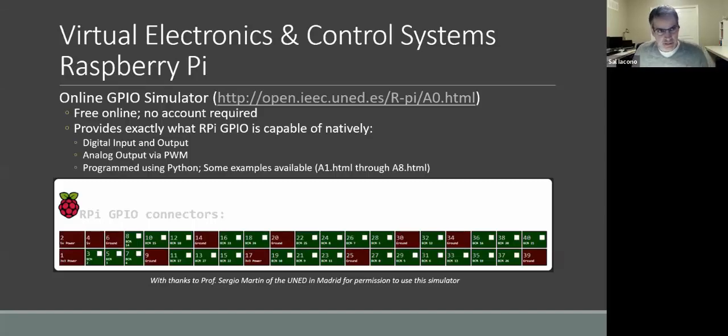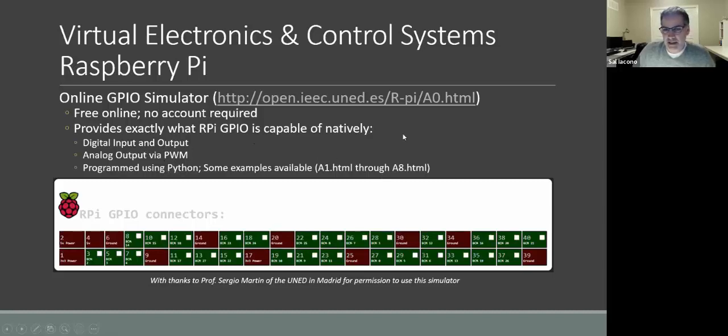Of course, virtually, because of the situation, finding solutions for online was difficult. Again, Sergio Martin to the rescue last May for me. Coming up with this as an option was a bit of a godsend. This is an online simulator that he created. Free, no account required. It does virtually everything that a Raspberry Pi is capable of. You can do analog natively, I should say: analog output via PWM. You can do digital input and output, and of course programming using Python.